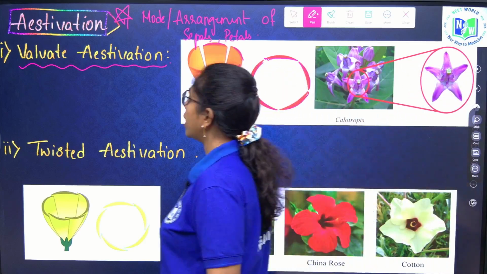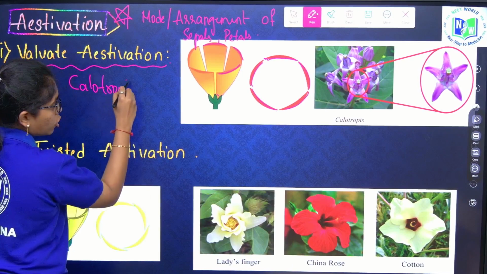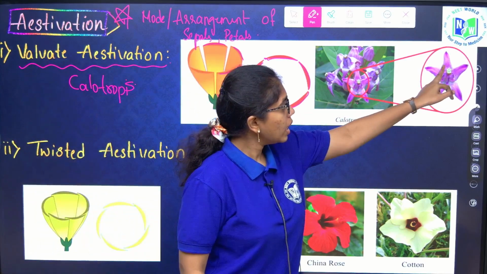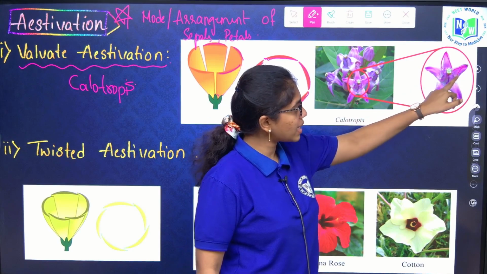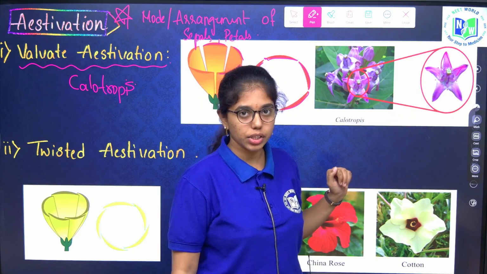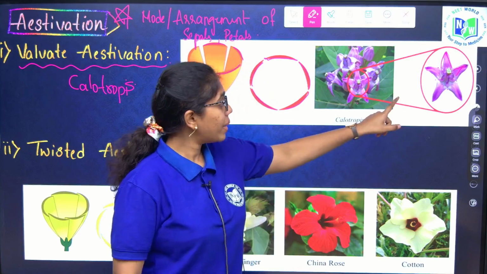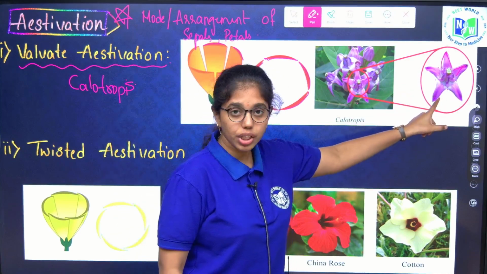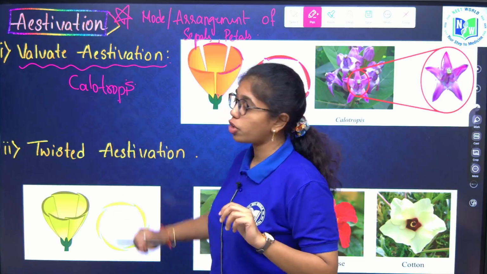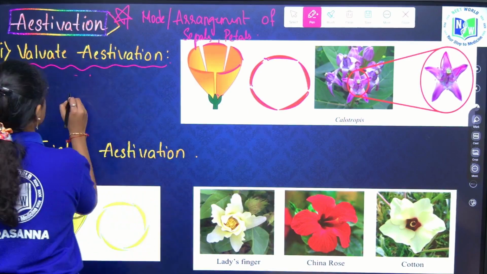The example here you have to note down is calotropis, and the image of the flower is over here. Here, if you see, the petals are side by side, they touch each other, but petals are not overlapping each other. So in valvate aestivation, what you have to remember is that petals are side by side, they attach to each other, but no petals are overlapping. The example is calotropis, very much important, do remember.